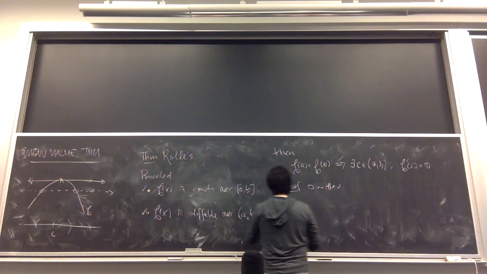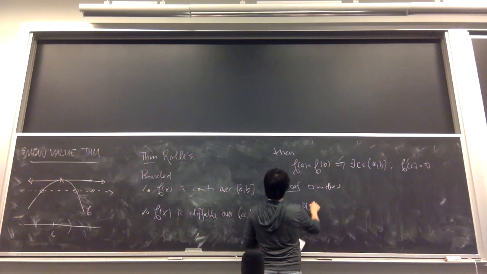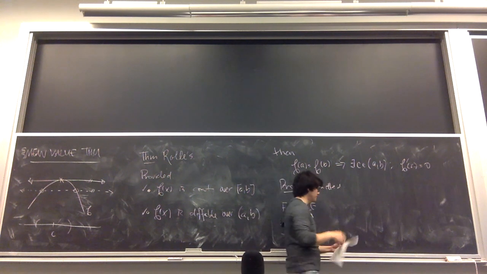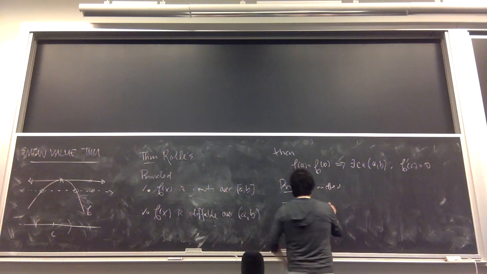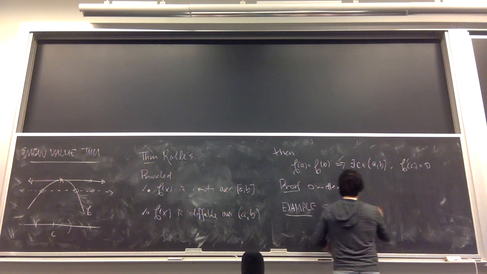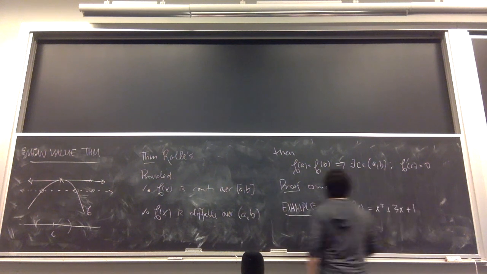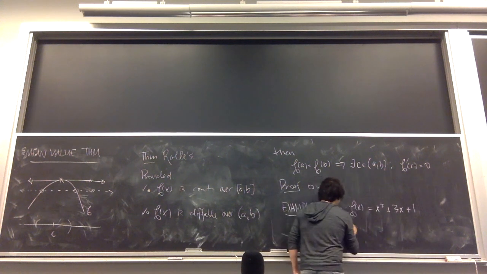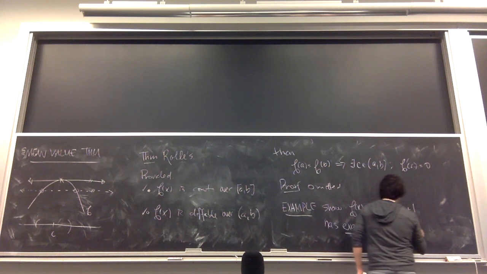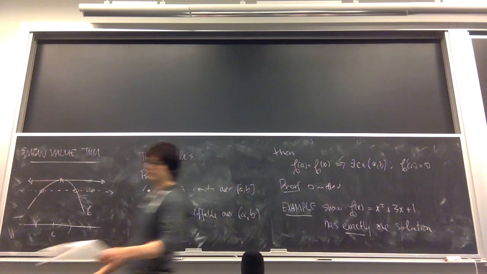Okay, so here's an example. I want you to think about this for a bit. This is a combination of IVT and Rolle's theorem. Show this function has exactly one solution. Give that a go. Okay?